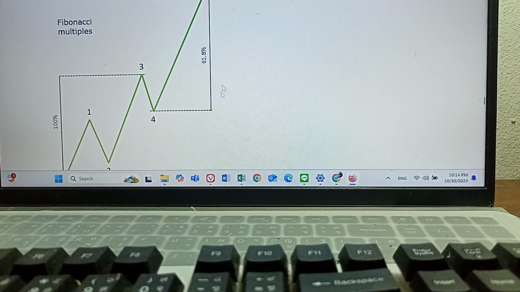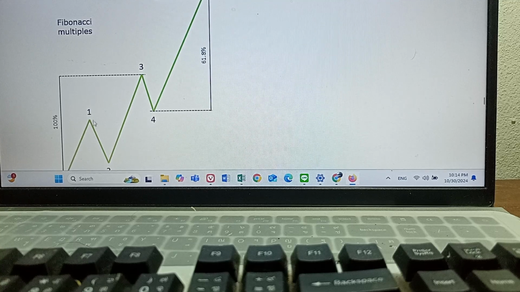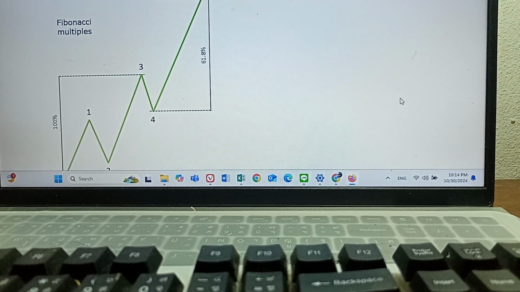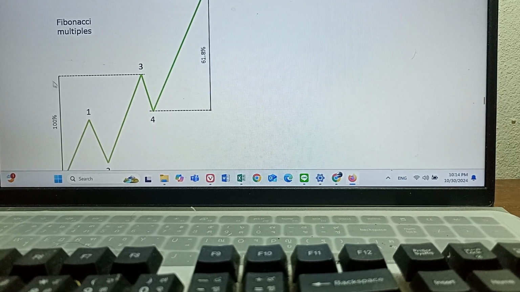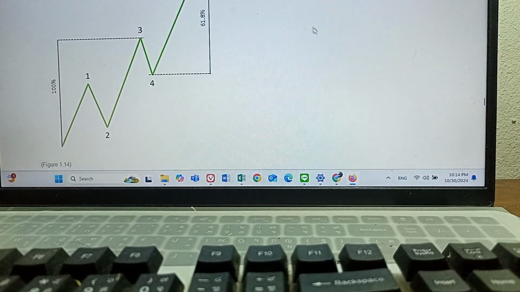Net resistance. Net 61.8% of 1 through 3, this resistance, this is 100%, so this becomes 61.8. Wave 5 Fibonacci multiples.